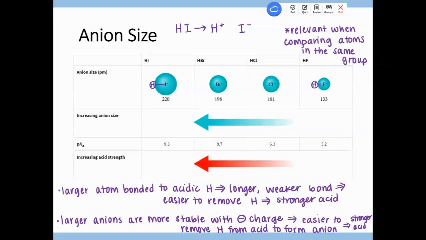The next trend that we'll talk about is relevant for comparing atoms in the same row. So down a column, you want to compare anion size. Across a row, we're thinking about electronegativity. So we'll talk about that in a moment.